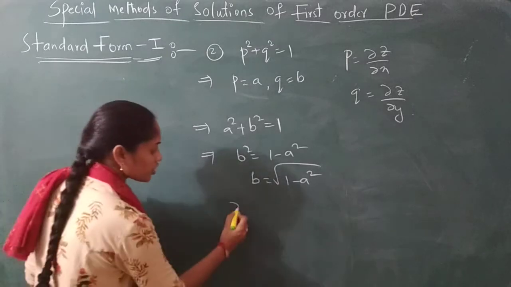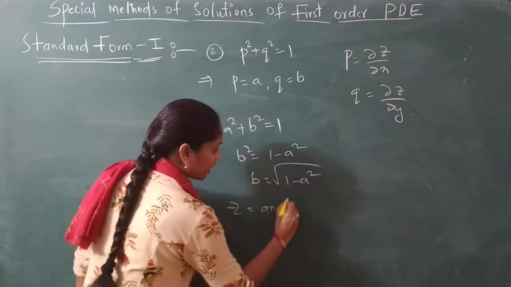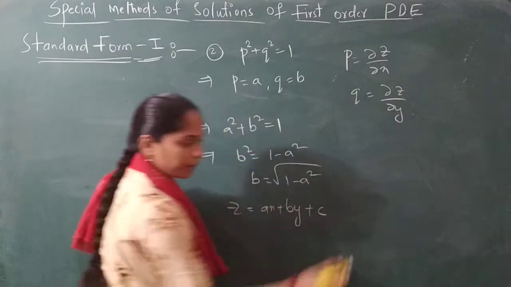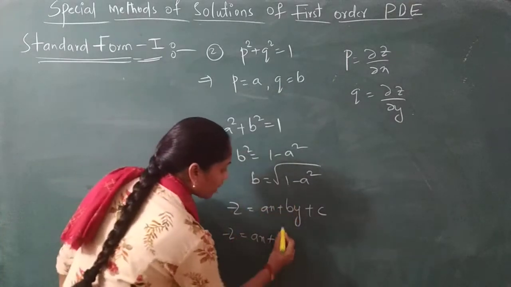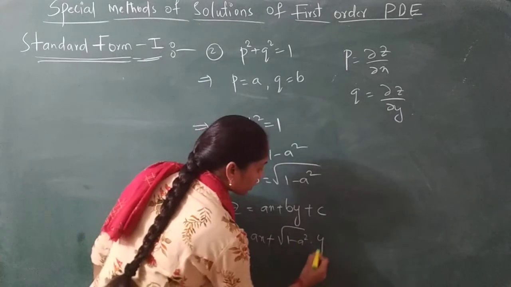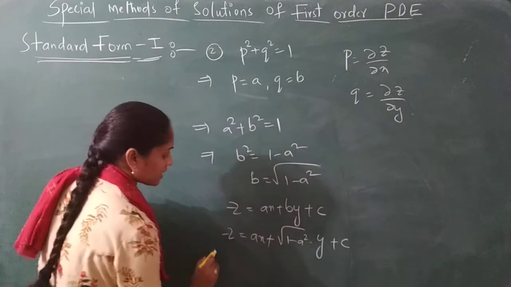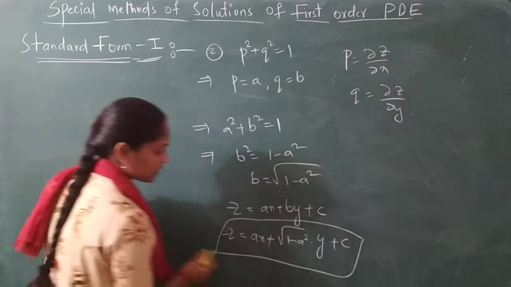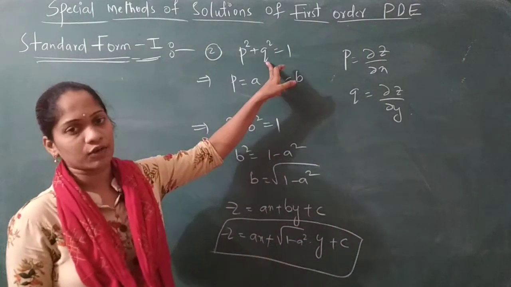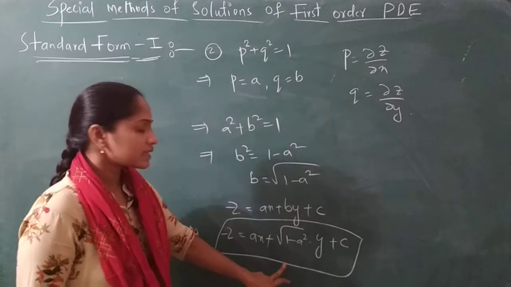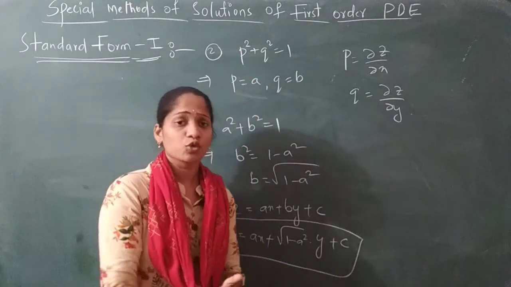And what is the solution here? z equal to ax plus by plus c. Now z is equal to ax plus, what is the b value, under root of 1 minus a square into y plus c, where c is the constant. This is the solution, or complete integral, of the given PDE, and you have converted the given PDE into standard form, or else you can do it by Charpit's method.